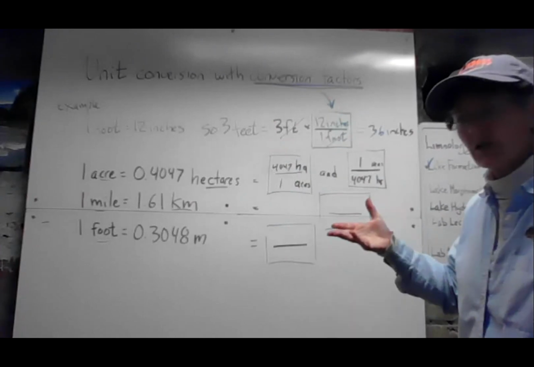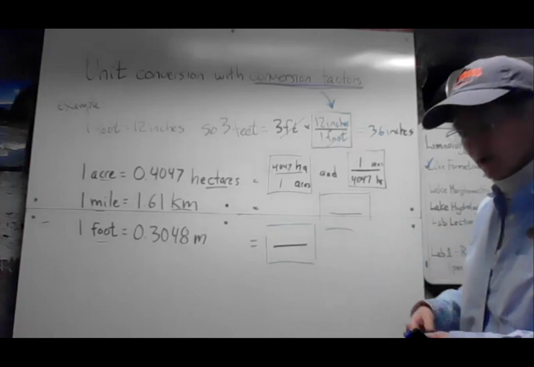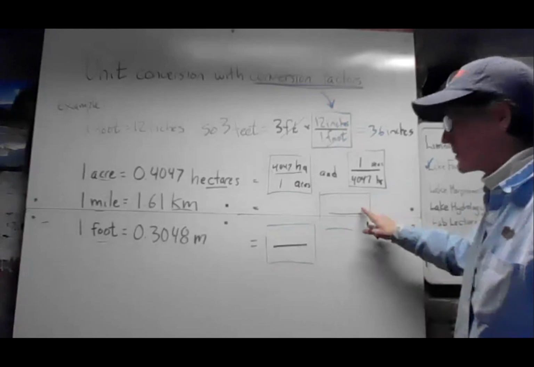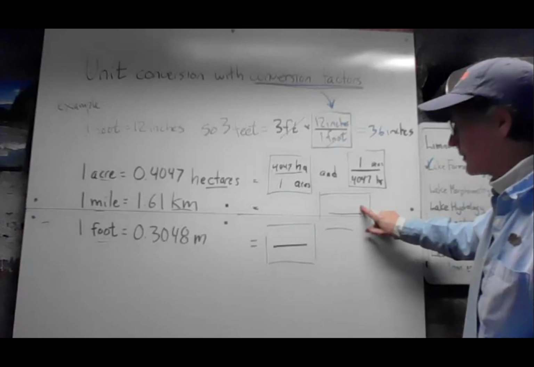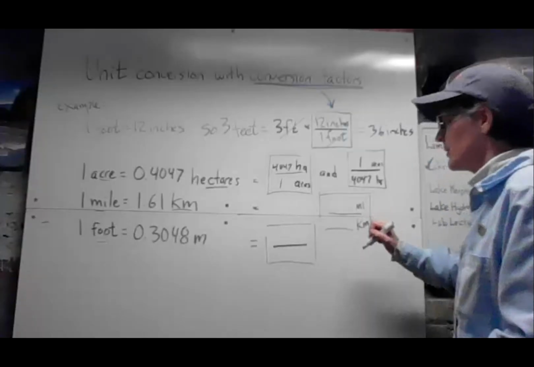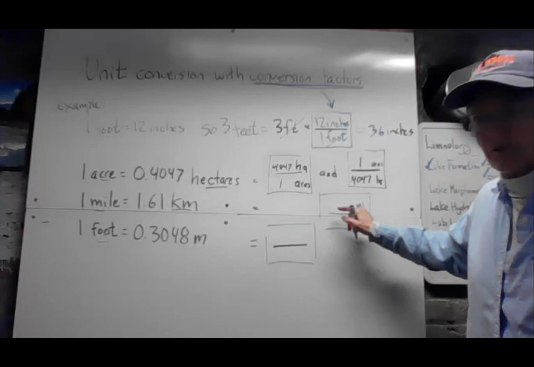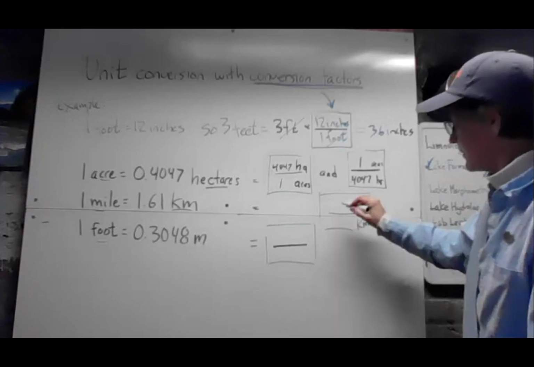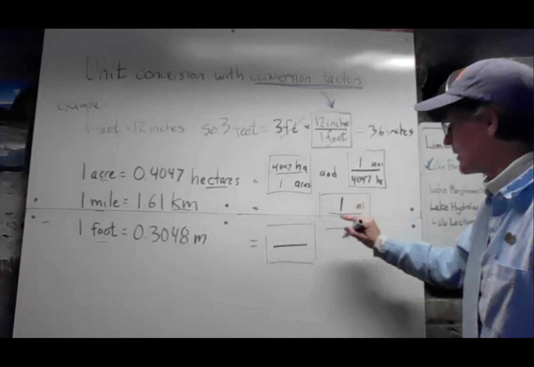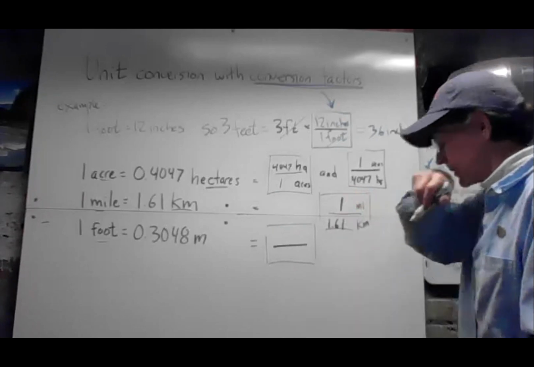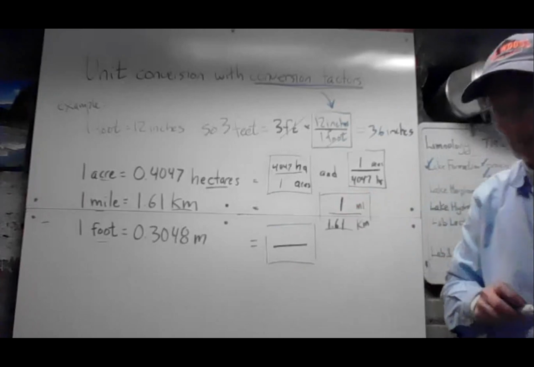If you're given kilometers and you want to convert to miles, what goes on the top? Miles or kilometers? Miles, right? And on the bottom goes kilometers. So what number is this? It's kind of obvious, right? 1, because 1 mile is equal to 1.61 kilometers.